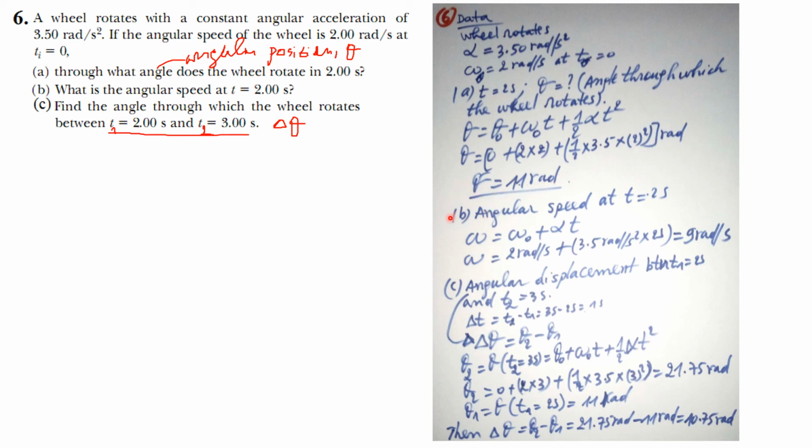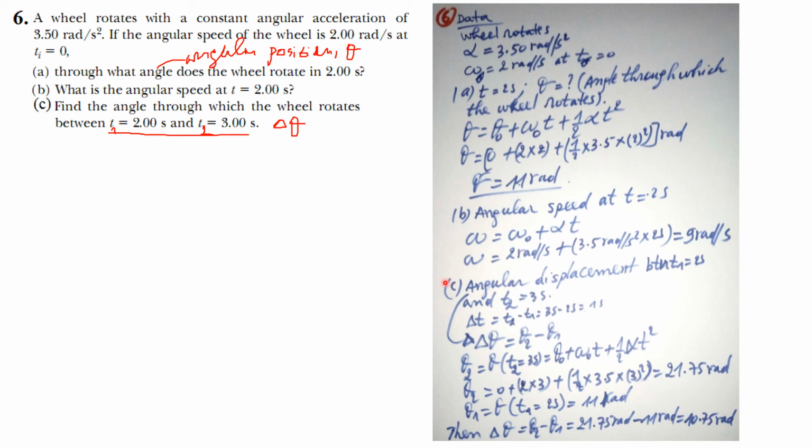Then in part B, we are asked to find the angular speed: omega equals omega 0 plus alpha t. Omega 0 is given, alpha is given, and the time t is given. We need to replace each variable by its value. Then omega equals 2 radians per second plus 3.5 radians per second squared times 2 seconds, which is equal to 9 radians per second, because 2 times 3.5 equals 7, and 7 plus 2 equals 9 radians per second.